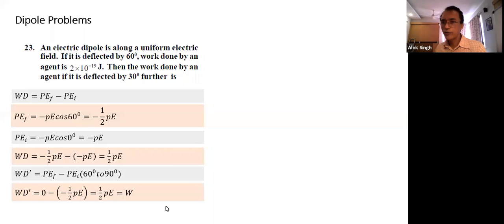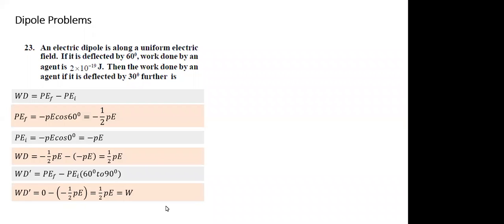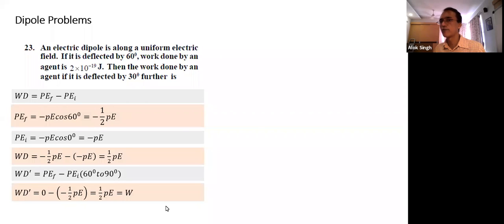External agent has to do work. As theta keeps increasing, the potential energy is increasing, so there has to be work done. What will happen if theta decreases? Work done by the external agent will be negative.